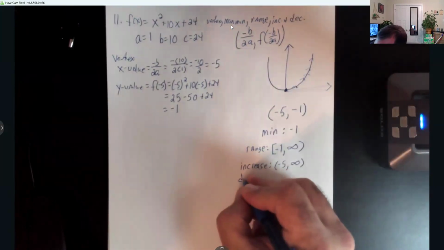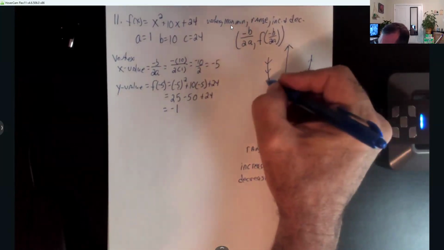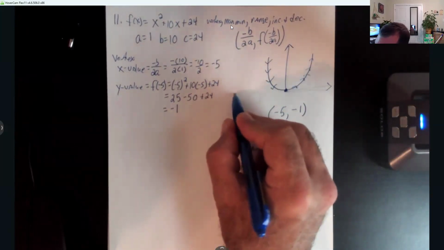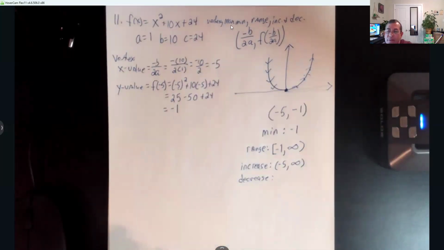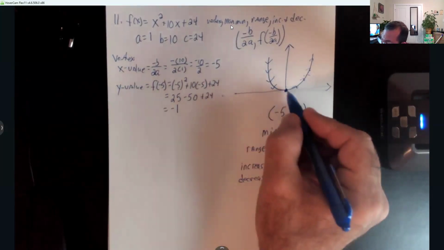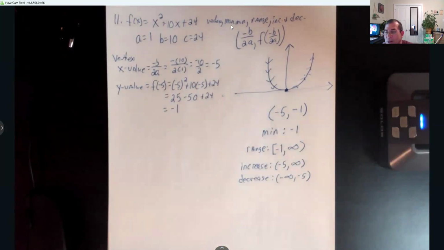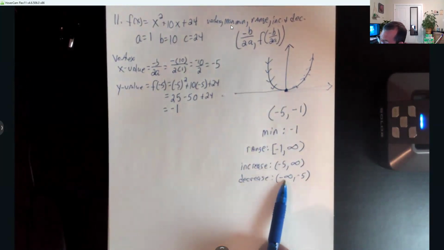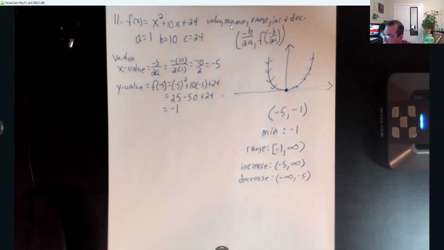So now decreasing is this left side going downhill here. So what we got to figure out is our x's, where are they coming from and where are they going to? So now what do we got? Good job. We got a negative infinity. They're coming in from negative infinity until they hit negative 5. Okay, y'all? So on increasing and decreasing on a parabola, one side will start at negative infinity, go to the number. The other side will go from the number to a positive infinity.